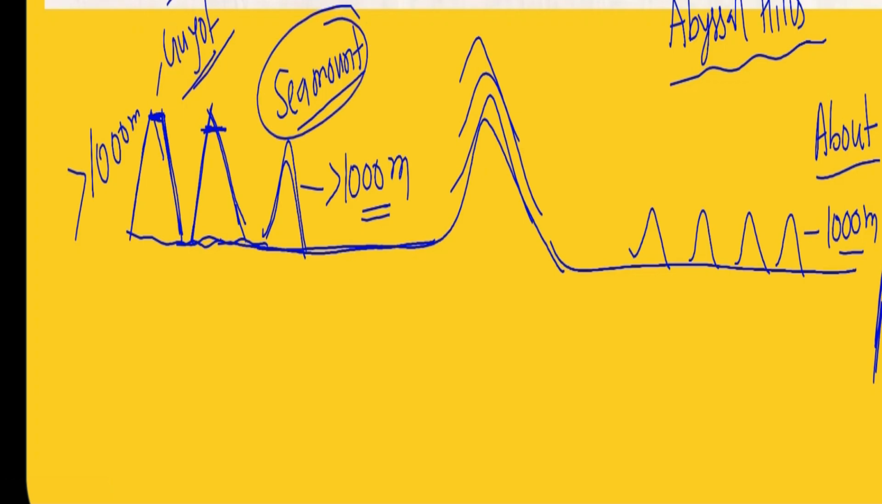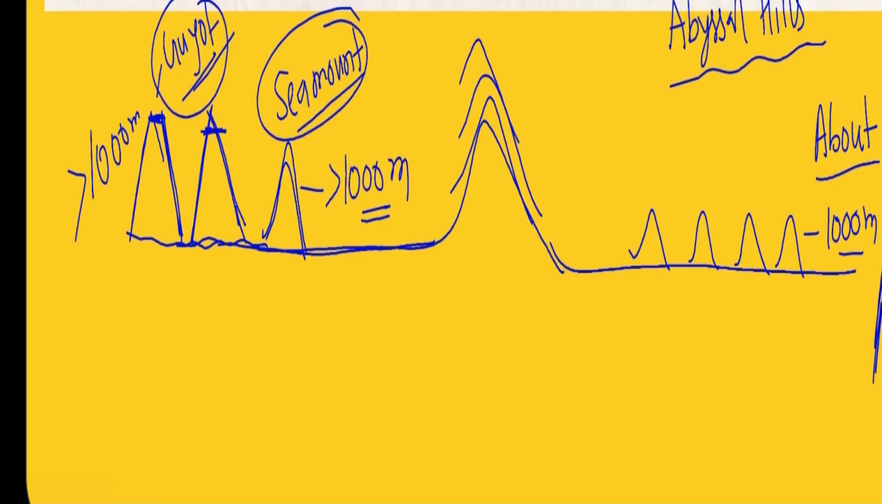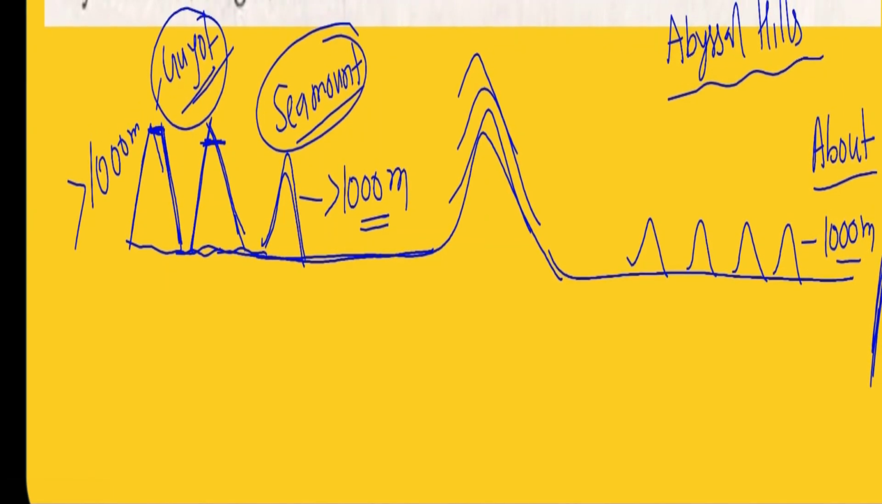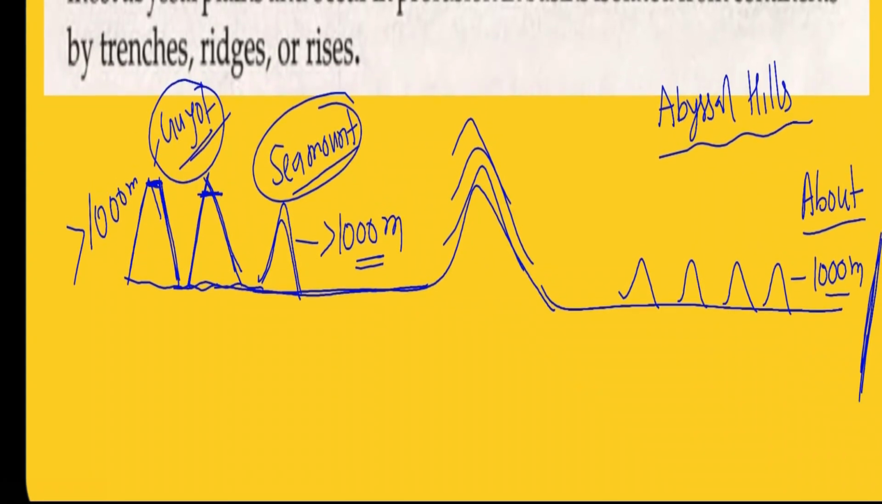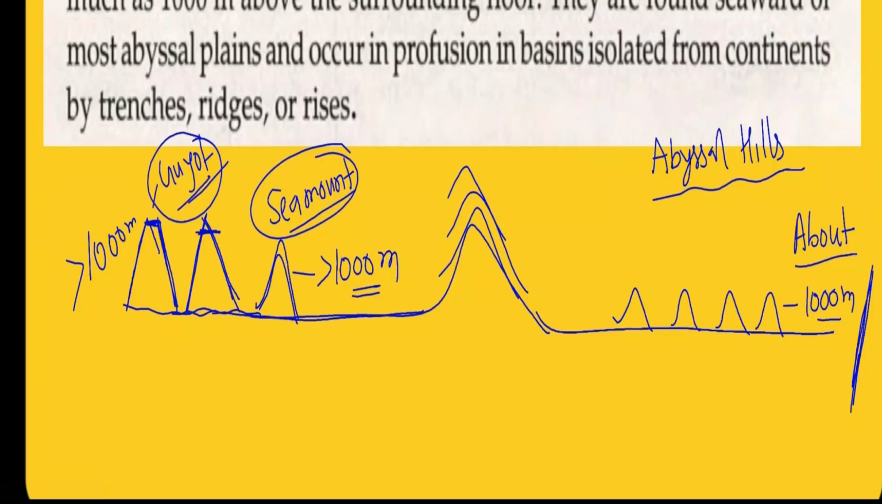So guyot, seamount and abyssal hills. Abyssal hills are around 1000 meter, not more than that. But seamount is when the abyssal hills' height is more than 1000 meter, and if the seamount top is flat, it is known as guyot.